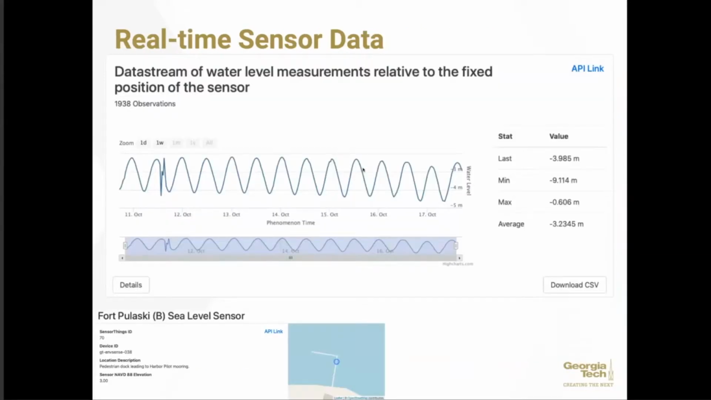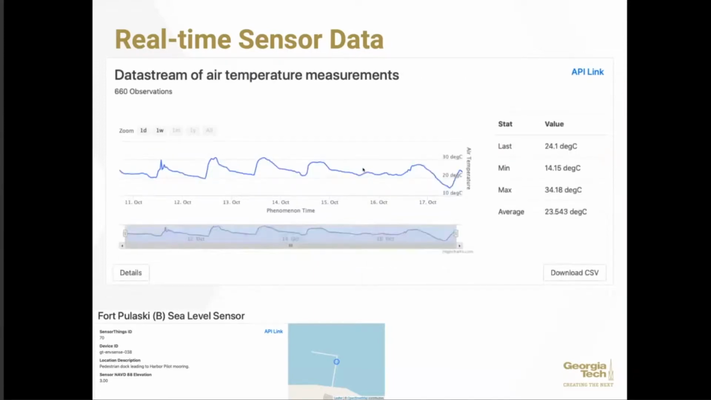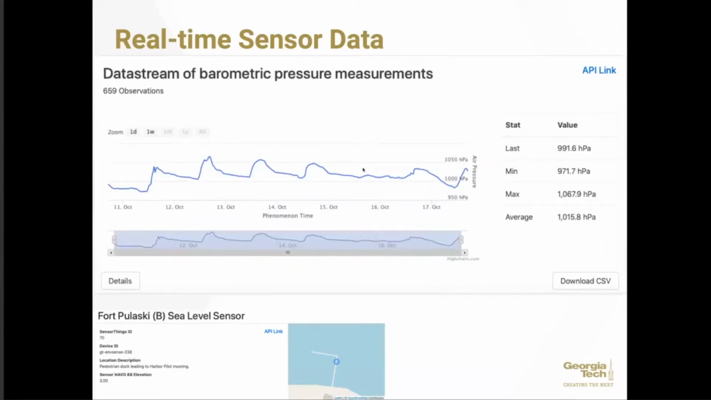So here's some sample data from the sea level sensor that was installed at Fort Pulaski, showing water level measurements, air temperature, and barometric pressure. Depending on how in-depth you would like students to explore the data, you can download the larger CSV file and import it into Excel, or you can simply have students look at the trends and patterns over the last day or week on the website.